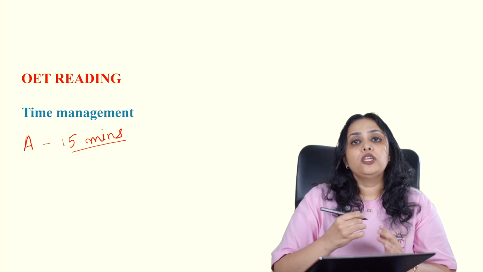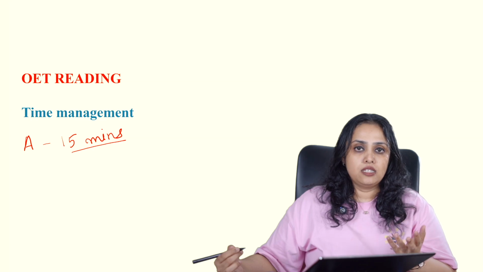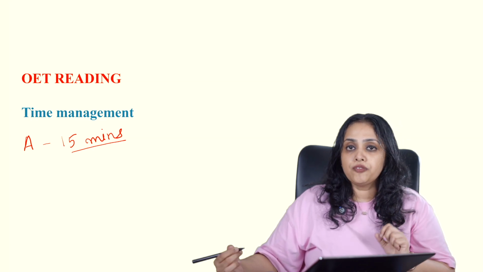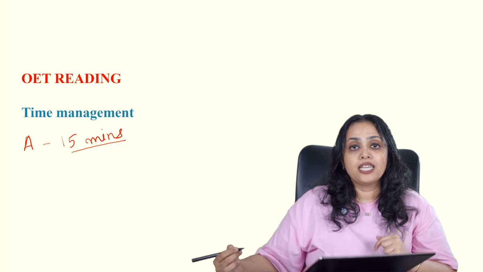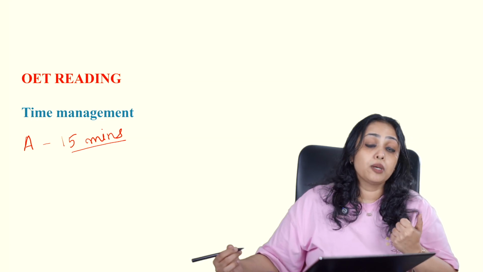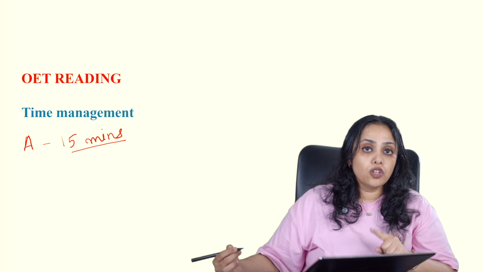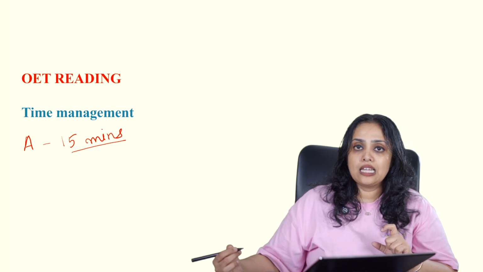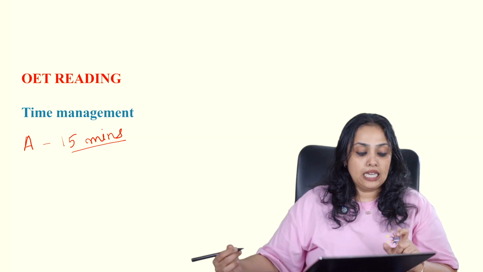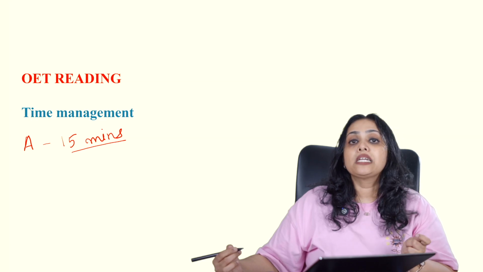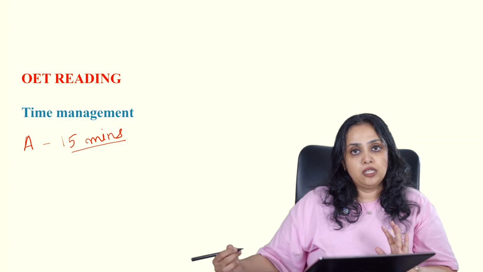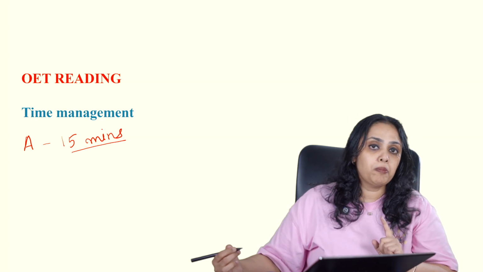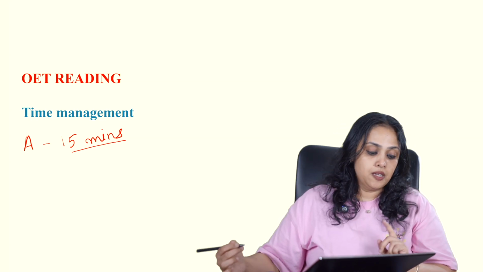Maybe you would have completed your entire test in around 50 or 55 minutes, and you have 5 minutes remaining. So you might think, why don't I come back to part A and finish off the questions I'm not sure about. But that should not be done, because you have to understand that for OET reading part A, your booklet will be collected back by the invigilator or the examiner at the end of 15 minutes. So you'll not have a chance to go back to part A after that 15 minutes.